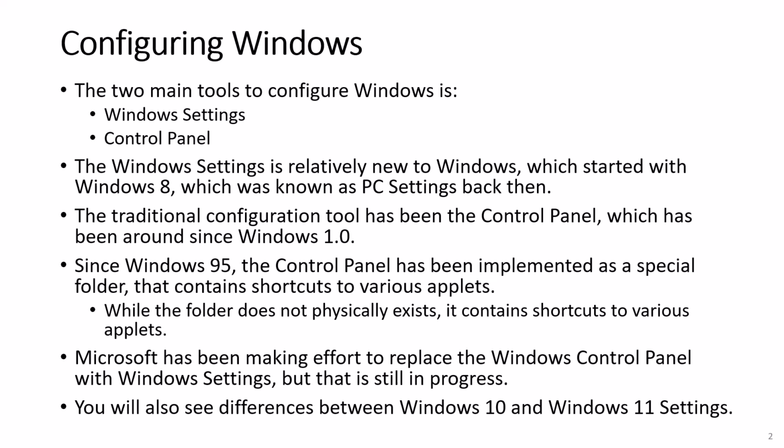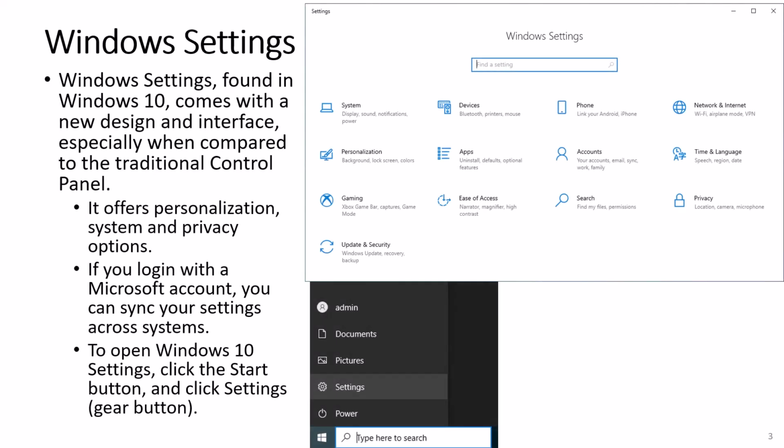Microsoft has been making efforts to replace the Windows control panel with Windows settings, but that is still in progress. You also see differences between Windows 10 and Windows 11 settings. Windows settings found in Windows 10 comes with a new design and interface, especially when compared to the traditional control panel. It offers personalization, system, and privacy options. If you log in with a Microsoft account, you can sync your settings across systems. To open Windows 10 settings, click the Start button and click Settings.